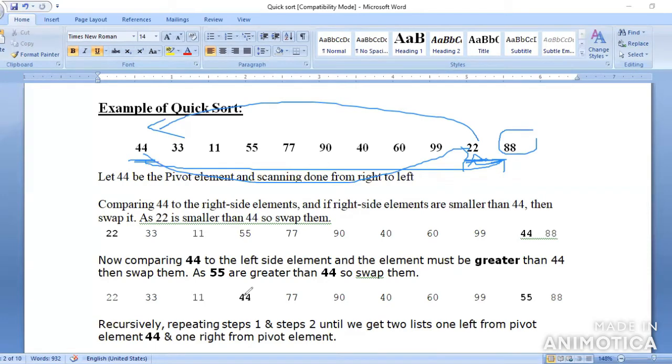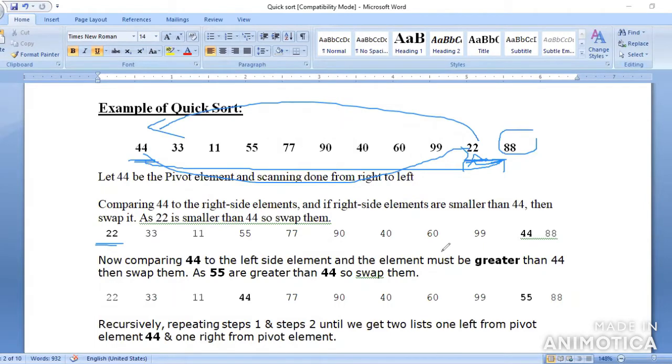Swap the given element. So what is the answer here? Here 22. Then similarly you have to write all the values: 22, 33, 11, 55, 77, 90, 40, 60, 99. Then swap means in place of 22 you have to insert 44, then 88. Okay, is it clear? This is the first question.